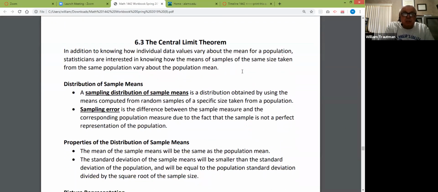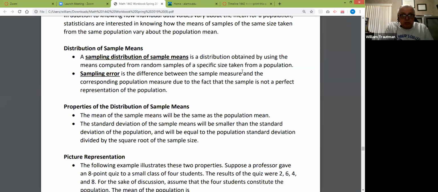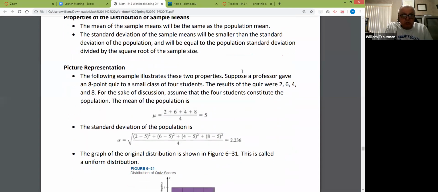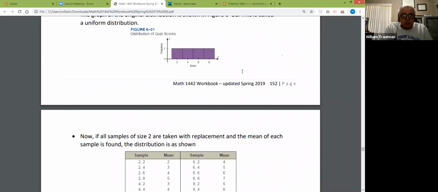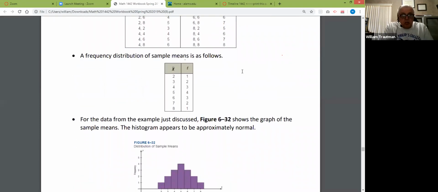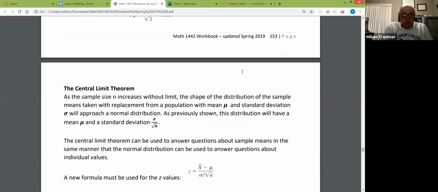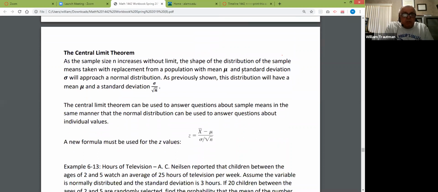6.3 is the same thing. By the way, don't even worry about reading. You can read through this first part. We're not going to cover any of this first part. But here is the formula we're using for 6.3.